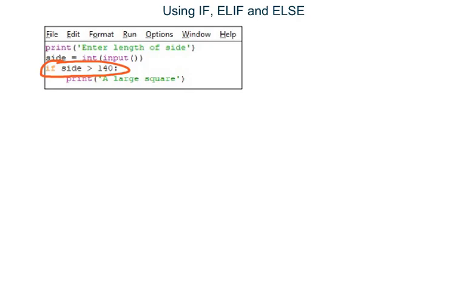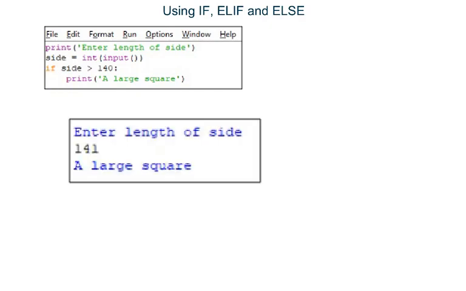If the value in variable side is greater than 140, the program outputs the string "a large square". The program does this line of code because it is indented underneath the if line of code.